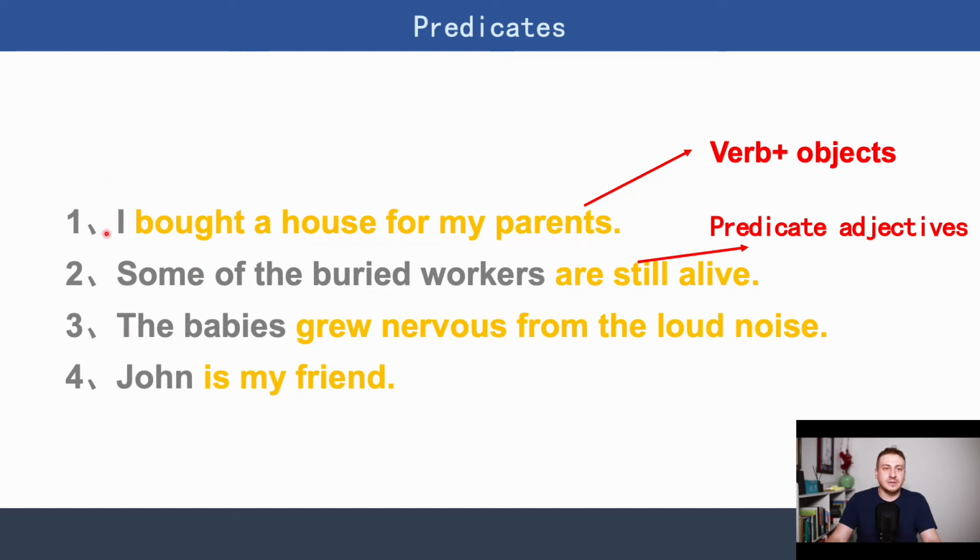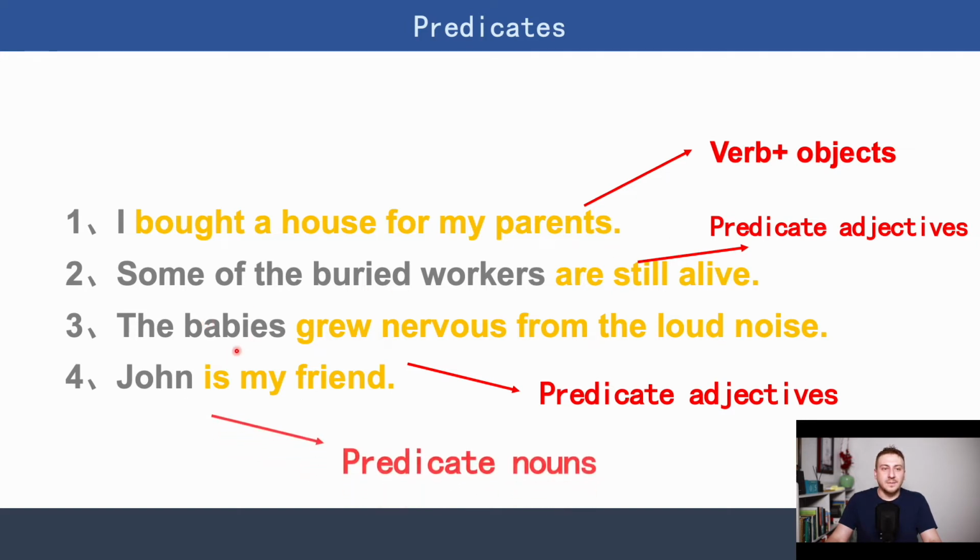All right, so here we have the subjects. So in the first example, we have I as the subject. Everything else in this sentence is going to be predicate. All right, now if we want to break this down, then we have I as subject and then bought as the verb, right? Action verb, bought, and then a house, and for my parents, we have two objects. One is a direct object, one is an indirect object.